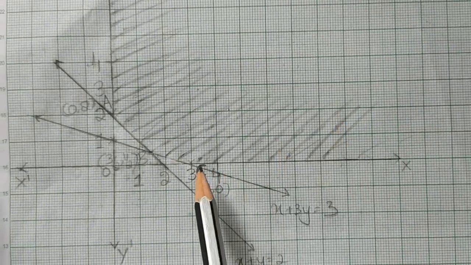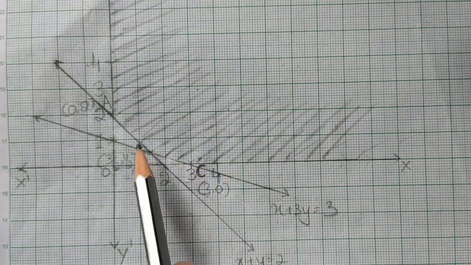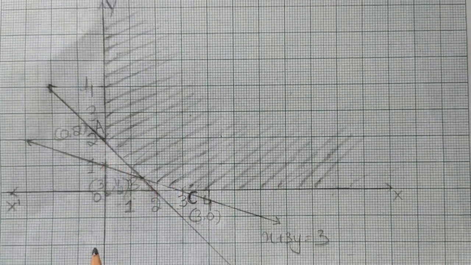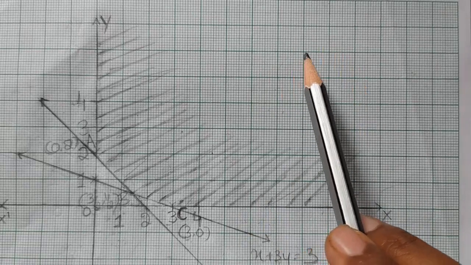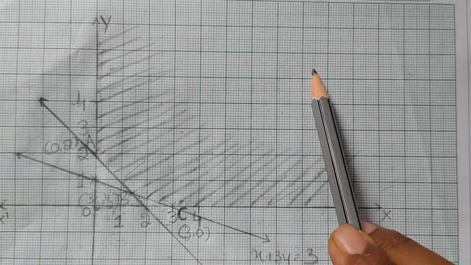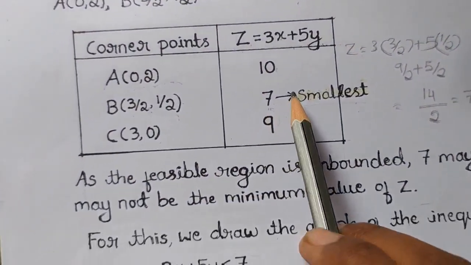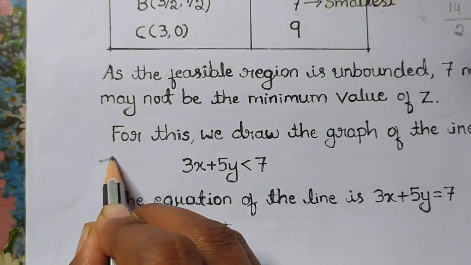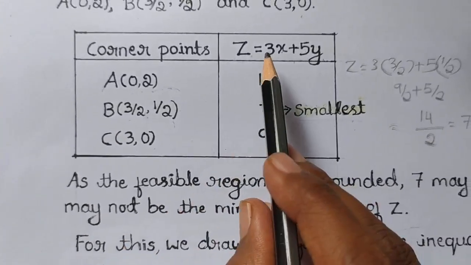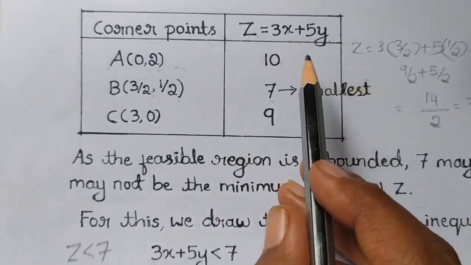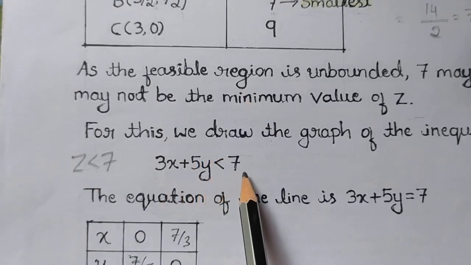Here we cannot conclude that 7 itself is the minimum value which is obtained at these corner points. We have to check whether there exist points in this unbounded feasible region for which the value of z is less than 7. What is z? Z is 3x plus 5y. So I write this as 3x plus 5y less than 7.